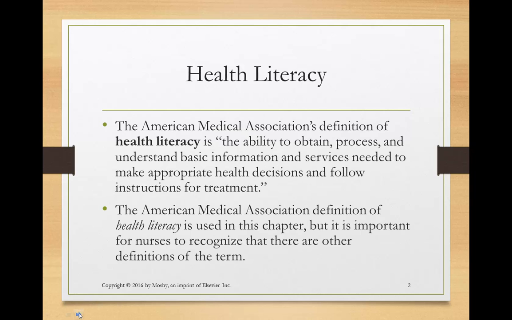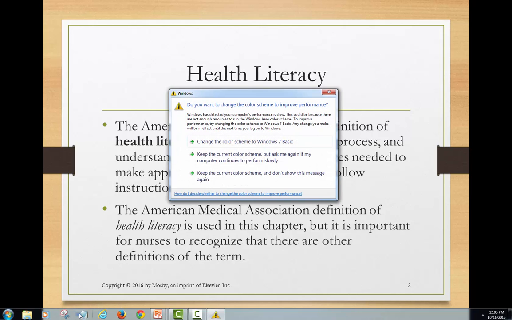So, we're going to use a term which is called health literacy, and it's defined by the American Medical Association as the ability to obtain, process, and understand basic information and services needed to make appropriate healthcare decisions and follow instructions for treatment. Another way that can be worded, when we look at a global definition, is that it is the degree to which an individual has the capacity to obtain, process, and understand basic health information, which will enable them to make appropriate healthcare decisions, and services needed to both prevent and treat illness.